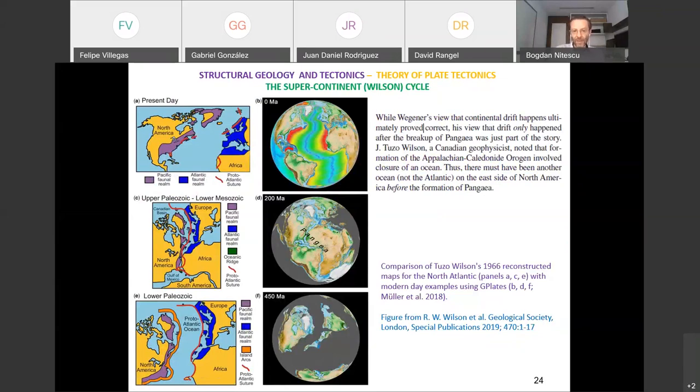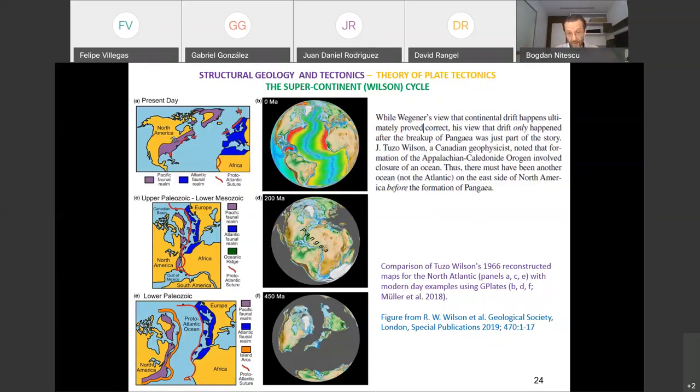So the idea is that Alfred Wegener said, okay, there was a supercontinent, Pangaea, and it split and the pieces drifted apart. He didn't think about what happened before Pangaea. He thought, okay, we had only Pangaea.